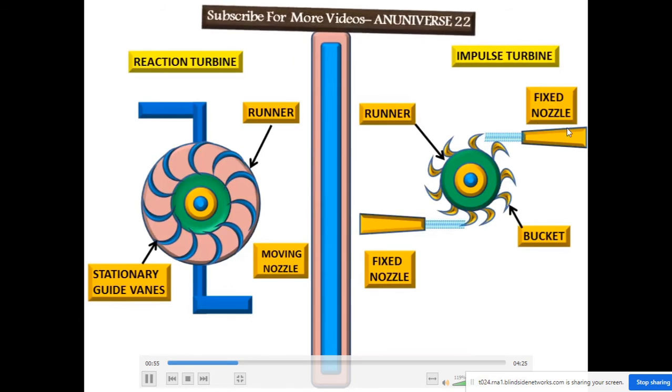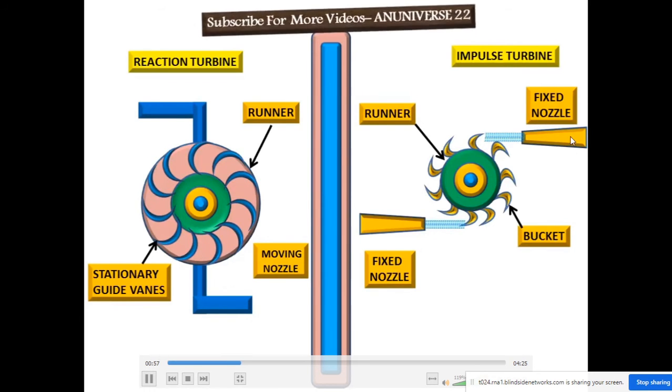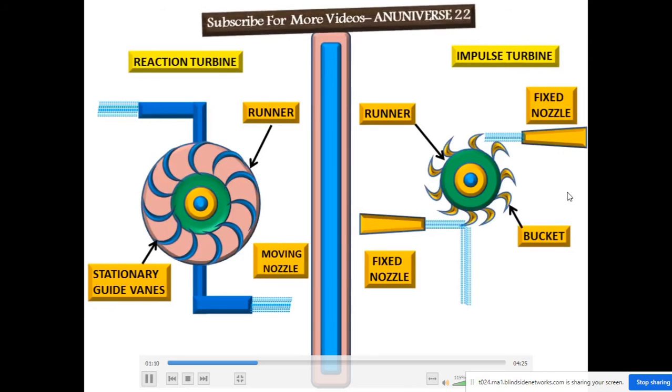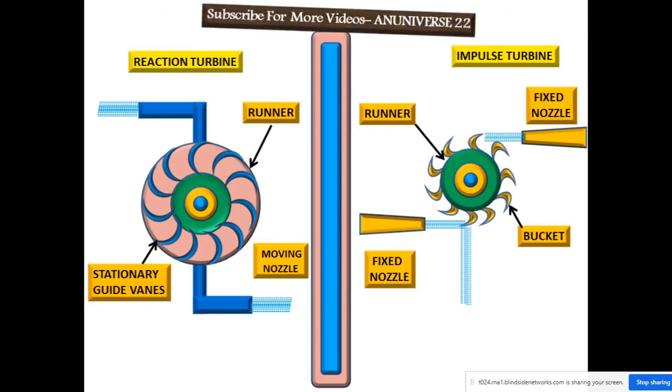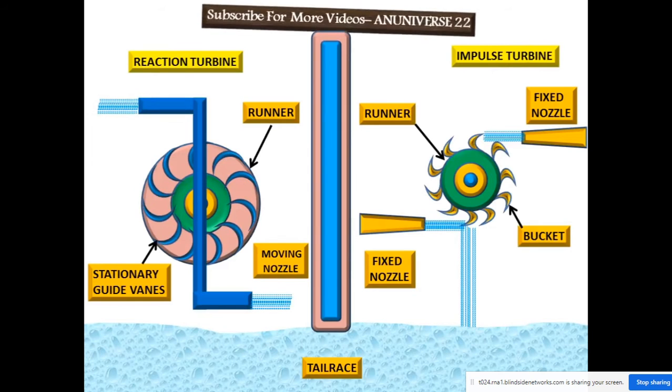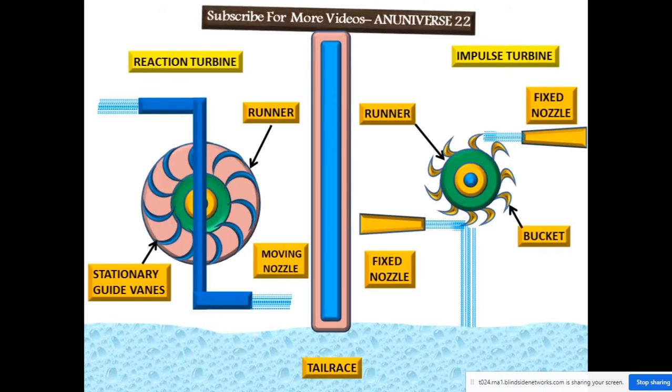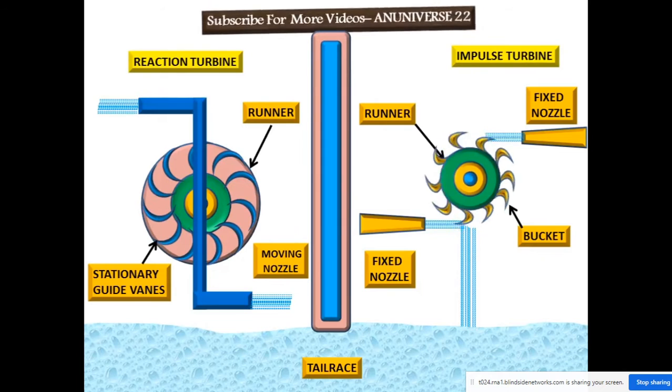Now we can see the nozzles. The water nozzle will increase the pressure on the buckets of the impulse turbine runner, and this is the water that is coming out from the nozzle, and this is the water that is discharged after striking the bucket to the tail race, and this is the tail race. And as we can see, water is coming out from the fixed nozzle and strikes the buckets of the runner of the impulse turbine, then it starts to rotate.